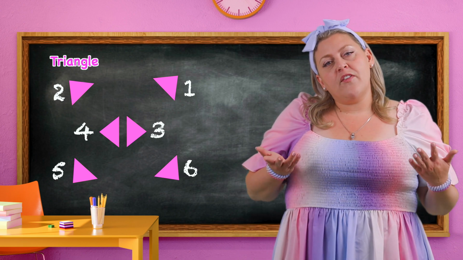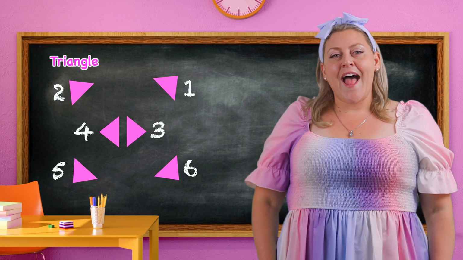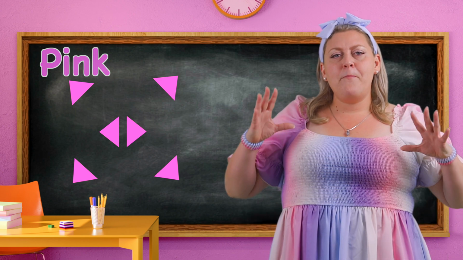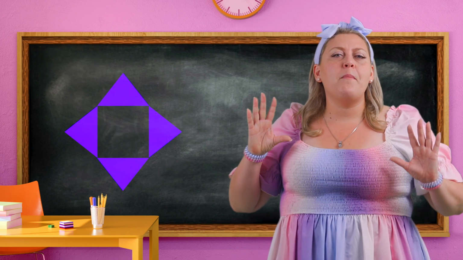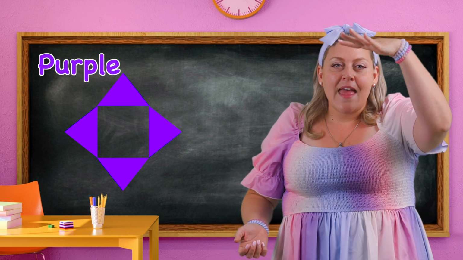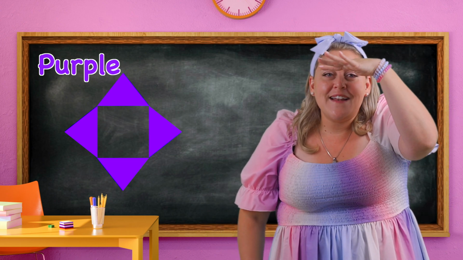What colors are the small triangles? That's right, the small triangles are pink. What about the big ones? What color are the big triangles? Yes, they are purple, my favorite color. Let's take a look around and see if we can find any triangles anywhere.